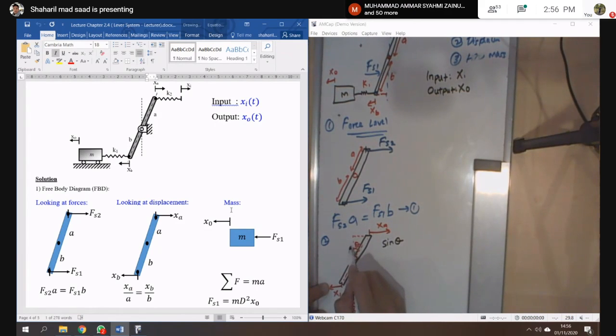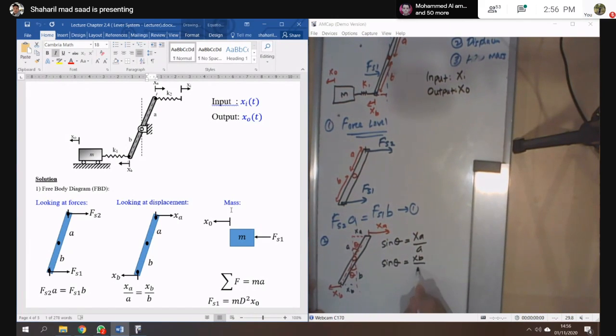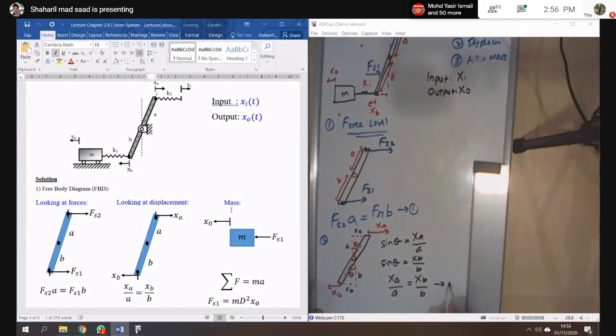This is the A, right? This is the B. So this one is SA and also this one is SB. So sine theta is equal to SA over A, done. And you also can get sine theta for this one equal to SB over B. Then you can get SA over A here equal to SB over B here. So this is the second equation, 1 and 2.